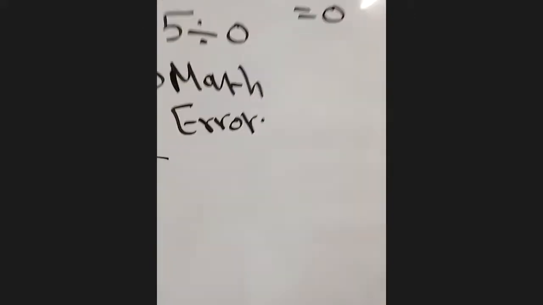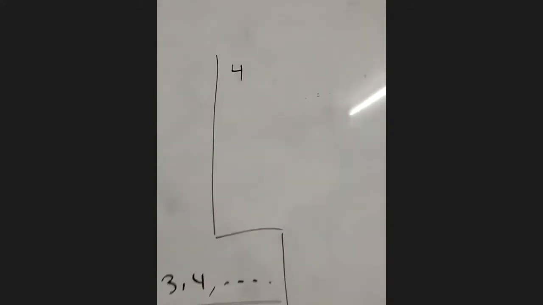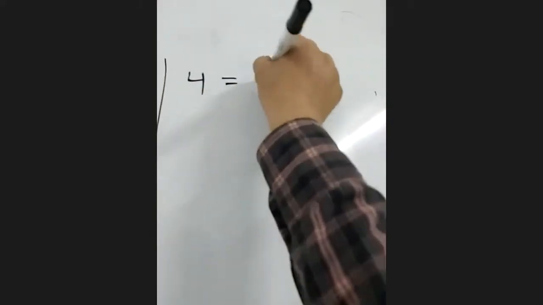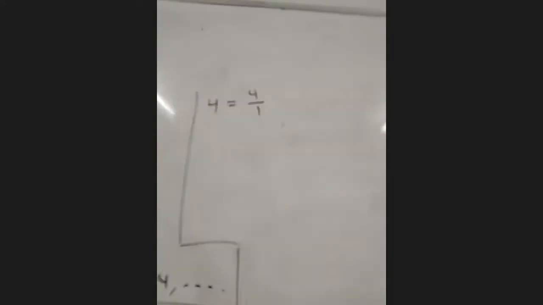For example, the number 4. Is it rational or not rational? Look here, guys, please understand. Is this number rational or not rational? Now we know that we can write 4 as 4 over 1. Right? 4, we can write it as 4 over 1.